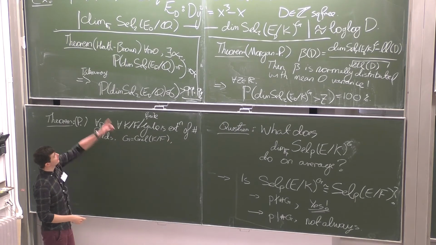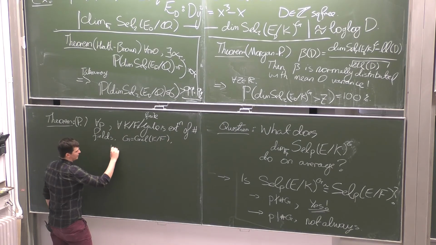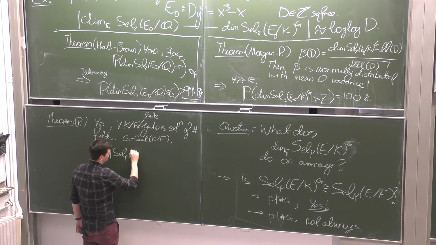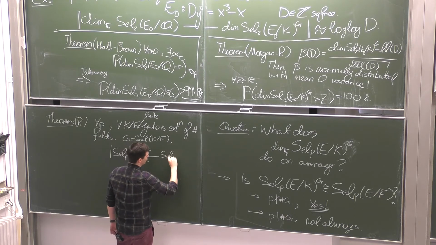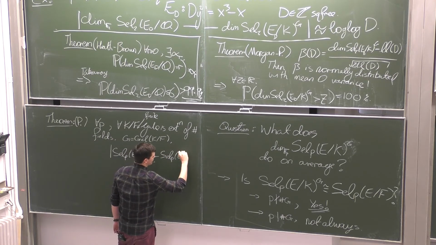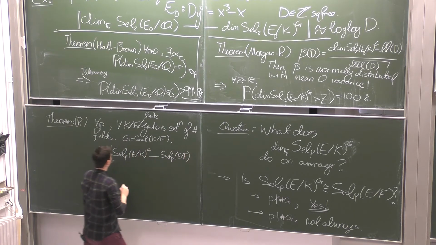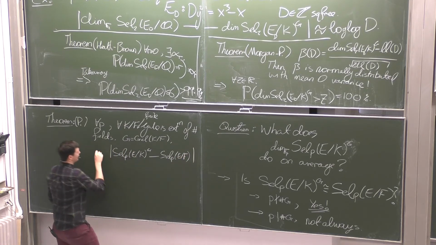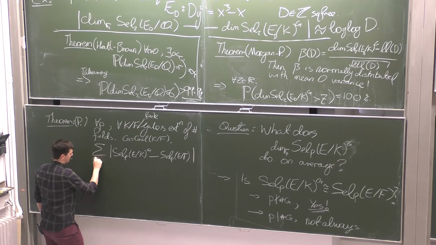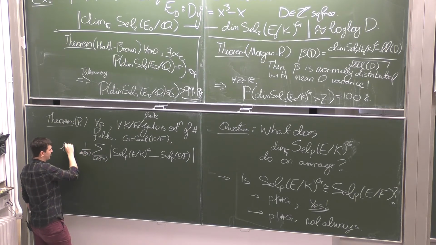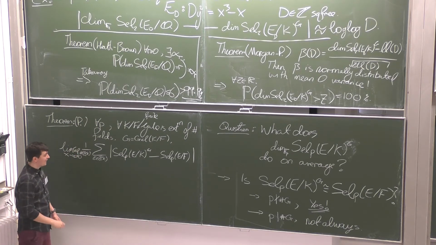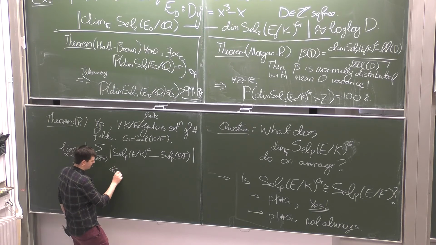Then this difference between the fixed space and the Selmer group over the lower field, if we take an average in this family, then this is actually bounded.